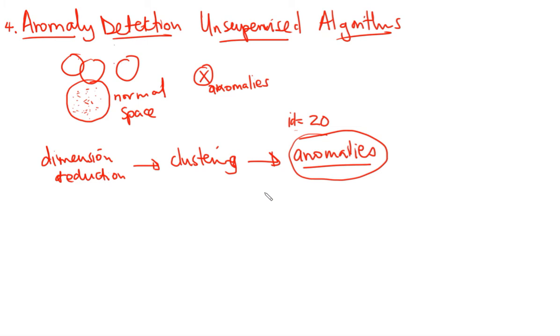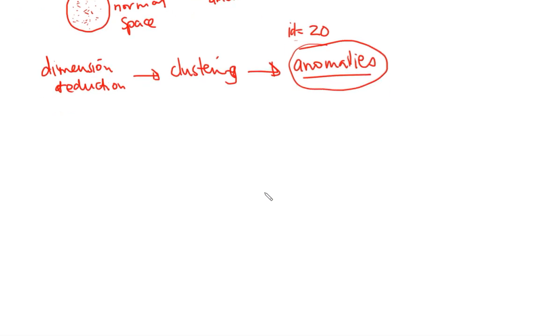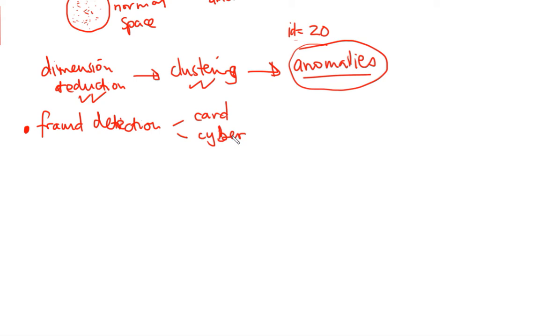Let me write a few examples of where they are used. We've already discussed dimension reduction and clustering, so there's no need to discuss the actual algorithms themselves. We can discuss where they are used. They are used in fraud detection, whether it's credit card fraud, cyber fraud, let's say on online banking or whatever it is, or insurance fraud, wire fraud, any of those.